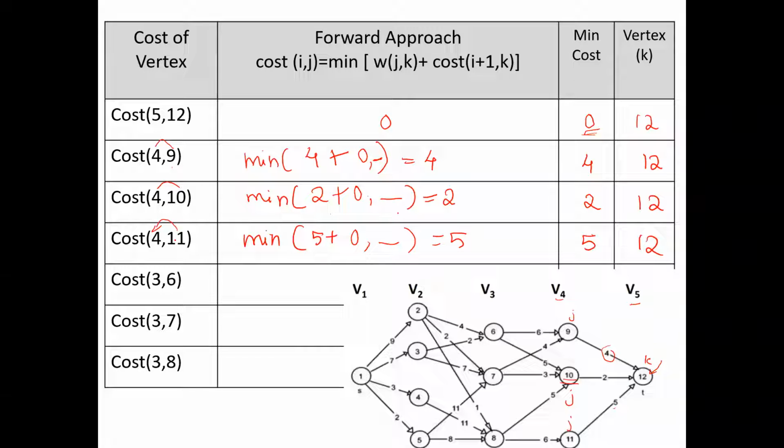Is it clear? So we have now finished all the vertices, all three vertices, 9, 10 and 11. We calculated the minimum cost to reach the sink vertex 12. Got it? So now we are moving on to the next stage, stage 3. What are the vertices which are present in stage 3? 6, 7 and 8. So we are writing in the table vertex 6 in stage 3, vertex 7 in stage 3, vertex 8 in stage 3. Is it clear?